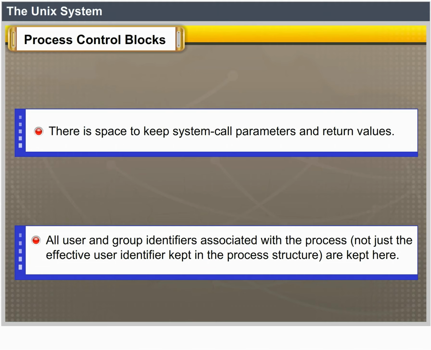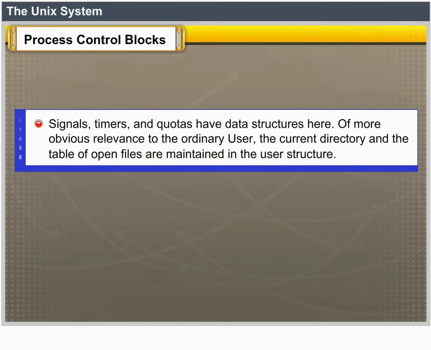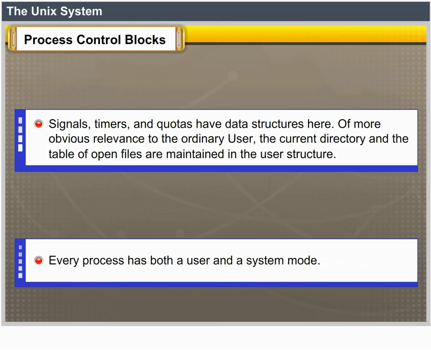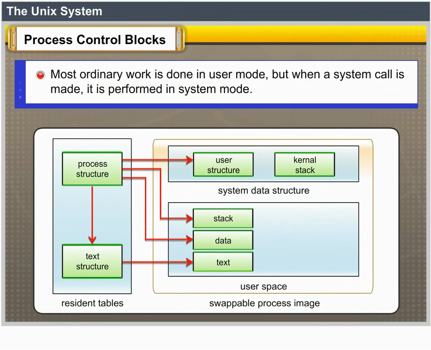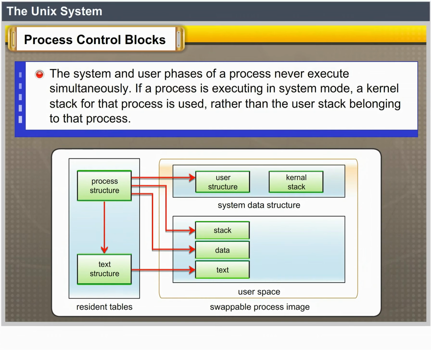Signals, timers and quotas have data structures here. Of more obvious relevance to the ordinary user, the current directory and the table of open files are maintained in the user structure. Every process has both a user and a system mode. Most ordinary work is done in user mode, but when a system call is made, it is performed in system mode. The system and user phases of a process never execute simultaneously.